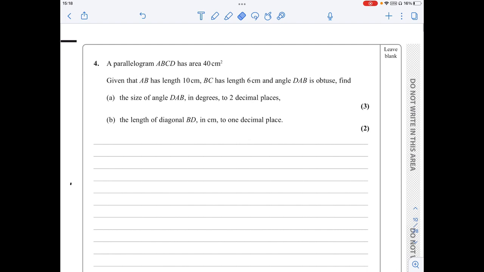Question number 4. A parallelogram ABCD has an area 40 centimeters squared. Given that AB equals 10, so let me draw a parallelogram over there. A, B, C, D. AB equals 10 centimeters. BC equals 6 centimeters. DAB is obtuse. This angle is obtuse. Find the size of the angle DAB, correct to 2 decimal places.